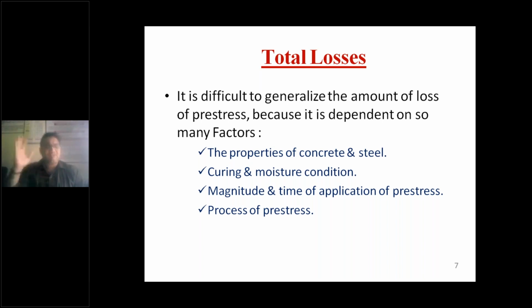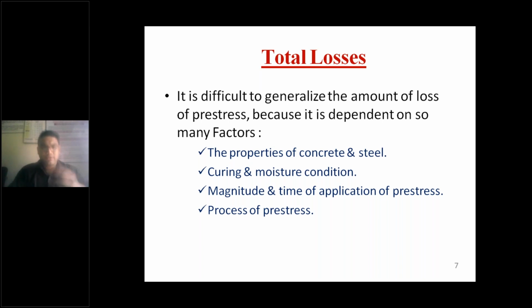Apart from this, there are many factors, but these are the major factors which we can consider to calculate the total losses. Properties of concrete and steel, curing and moisture condition, magnitude and time of application, and the last one is process of pre-stress. Please try to remember all these.